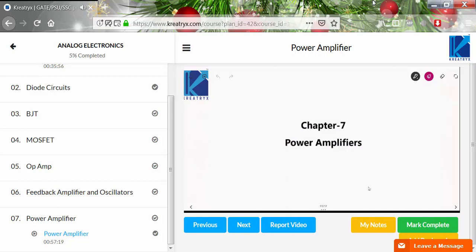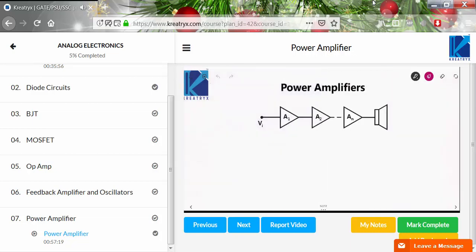Hello all, Chapter 7: Power Amplifiers. See, power amplifiers are an example of large signal amplifiers, because they can provide greater AC output voltage and greater AC output current. Hence, they can supply greater AC power to the load.